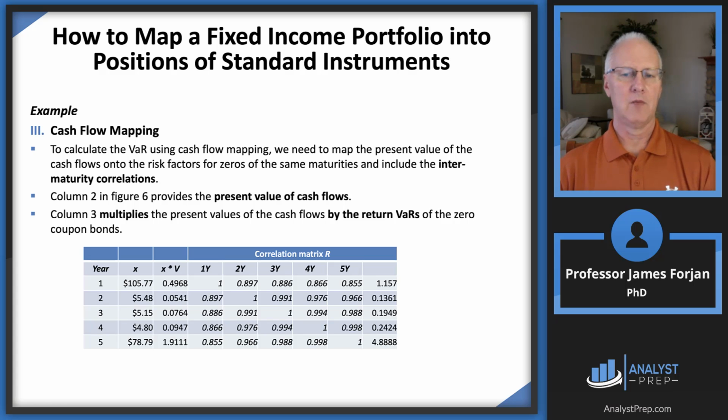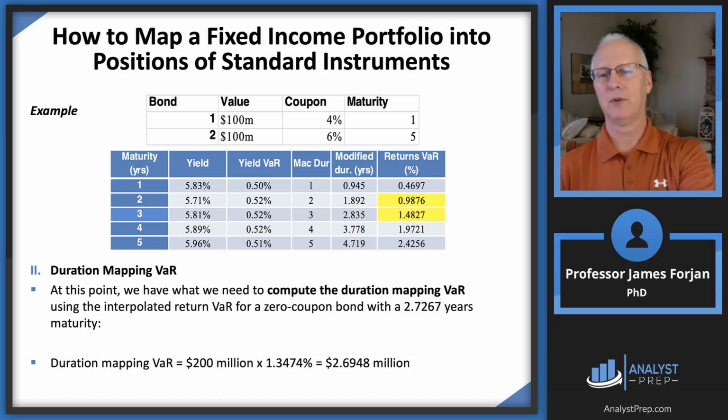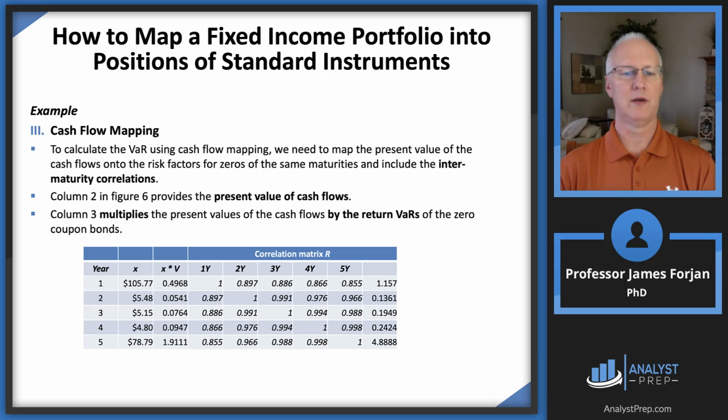And then let's go ahead and multiply those present values by the returns value at risk, right? So there are risk factors there on the right column. So 4697, so put that in your calculator. Remember, that's a percent, so do 0.004697 times the 105, and you'll get, well, whatever that number is, 4968. All right, so that's the column that multiplies the present values times the price returns value at risk.